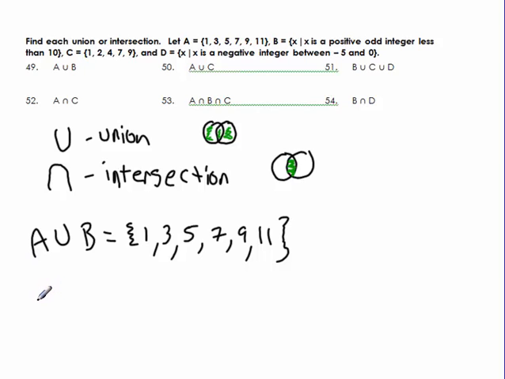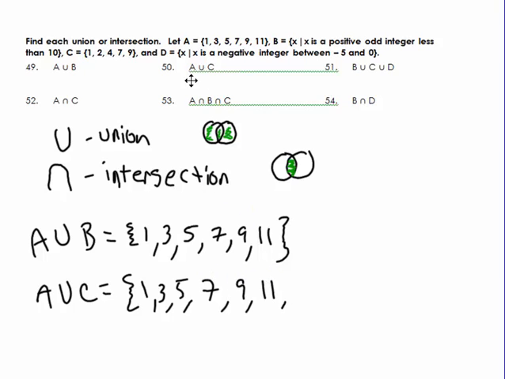For problem number 50, A union C. All right, well, I'm just going to start off and list everything that I found in A. So that's 1, 3, 5, 7, 9, 11. Now, C is 1, 2, 4, 7, and 9. So what elements in C did I not already list? Kaylee, what elements in C did we not already list? 2 and 4. Rocking it. That's my union.